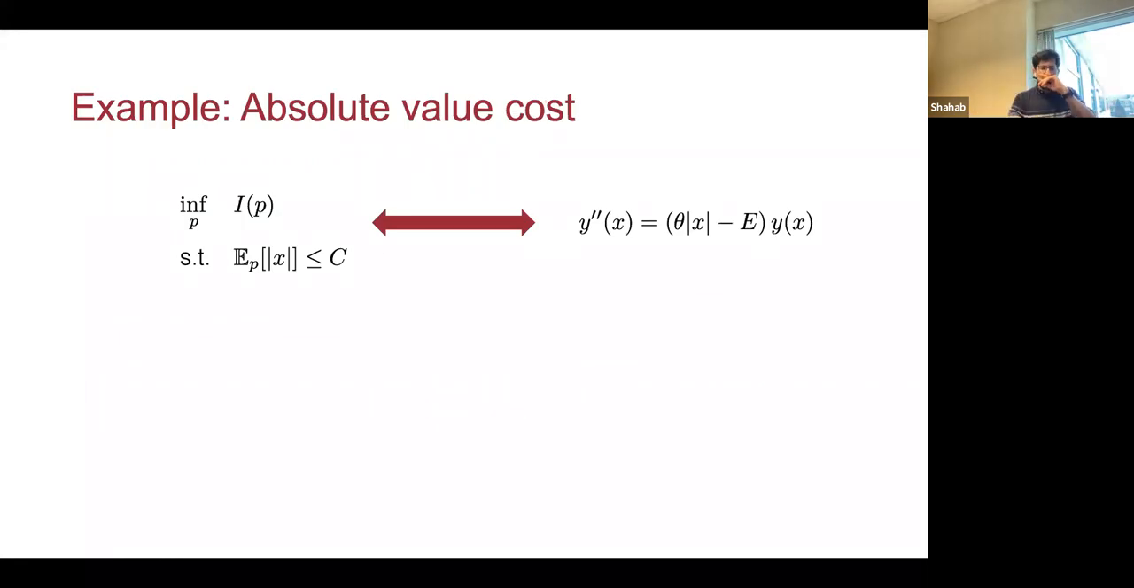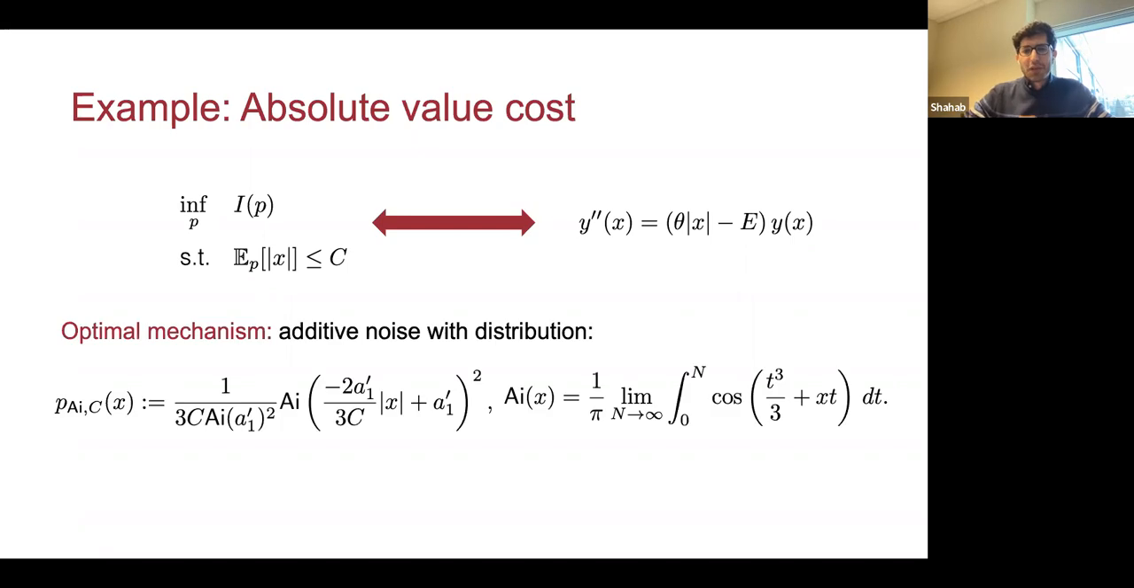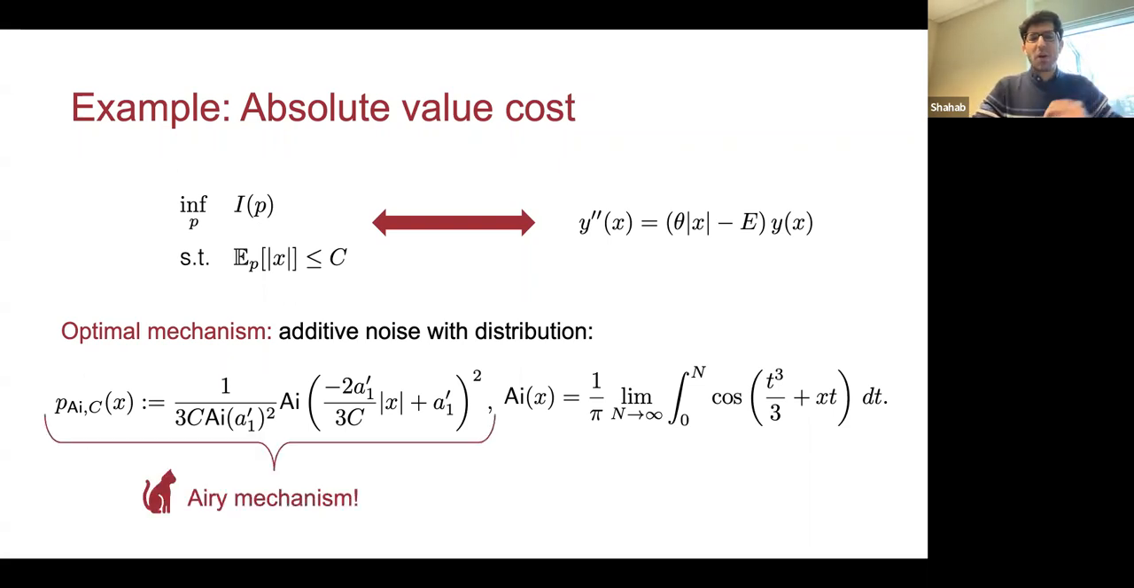Okay, so now let's have a look at another example. Here the cost function is the absolute value. Then the differential equation that we have to solve is something like this, which is a very well-known differential equation in statistical physics. People have been dealing with this differential equation for like 50 years, and the solution is something like this. It involves a function called the Airy function, defined as this kind of limit of an integral. We call this density the Airy density or Airy distribution, and the corresponding additive mechanism we call the Airy mechanism.